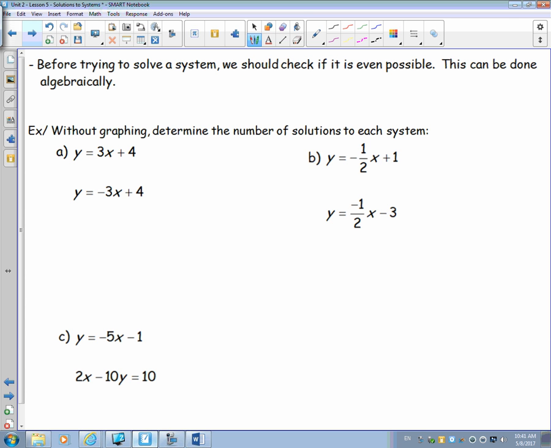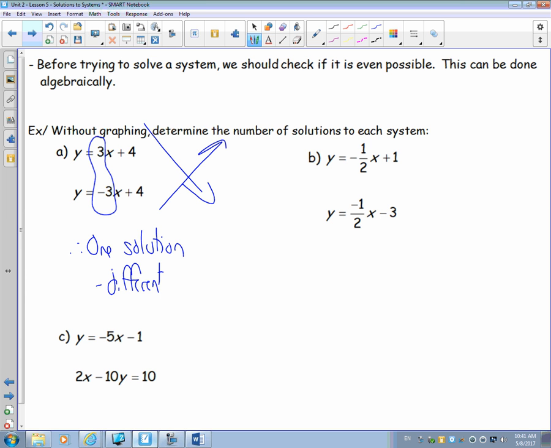So we're going to look at some of these situations. I don't really need to do a lot of math if I recognize some things. Without graphing, I don't want to know the answer, determine the number of solutions to each system. So, options: one intersection, no intersections, or infinite. If we look at example A, the first thing I want to look at is my slopes. My slopes are 3 and -3. In other words, one line's going up to the right and one line's going down to the right. Well, those are going to have to meet somewhere. There's one solution. And I know that because we have different slopes. That's the easiest way to tell.